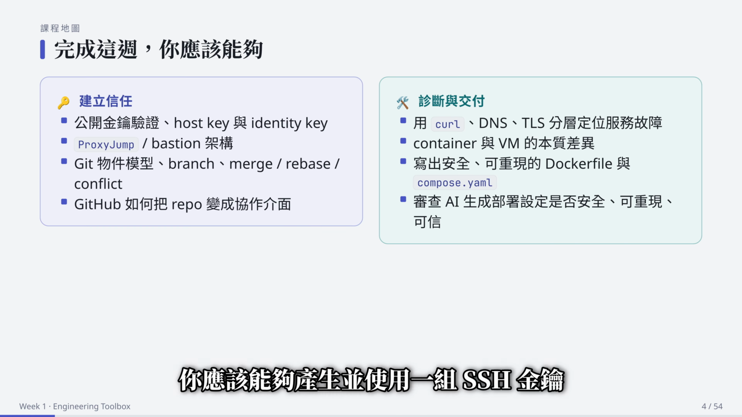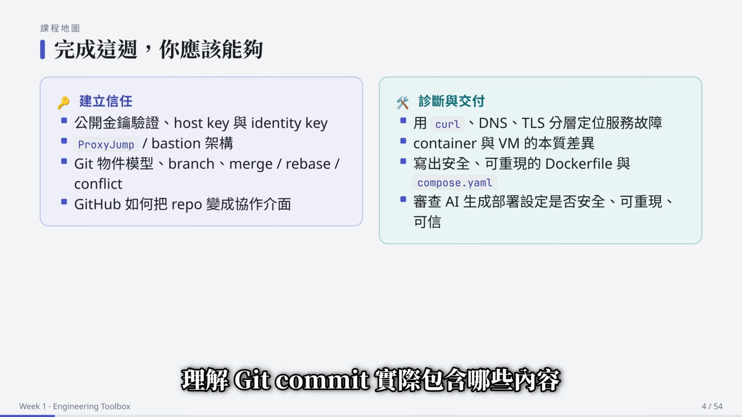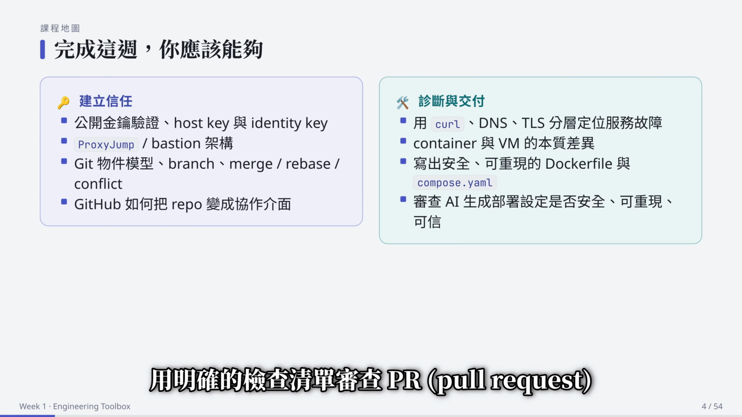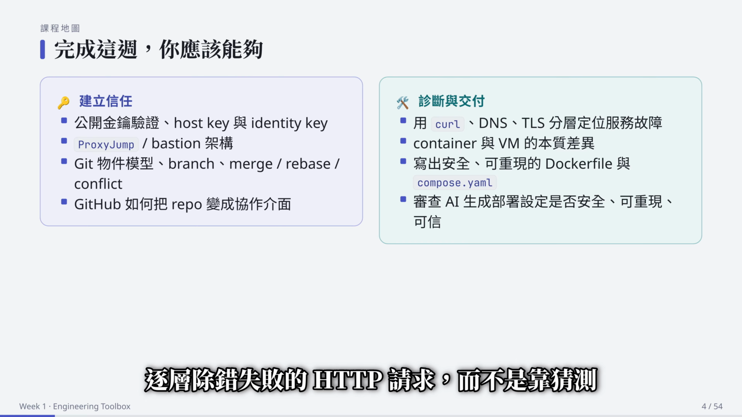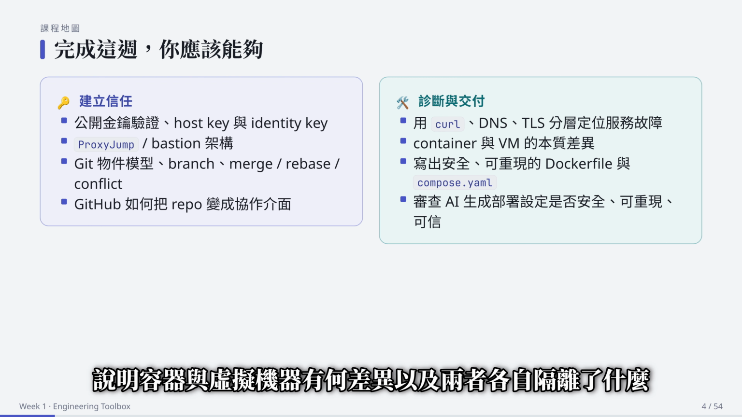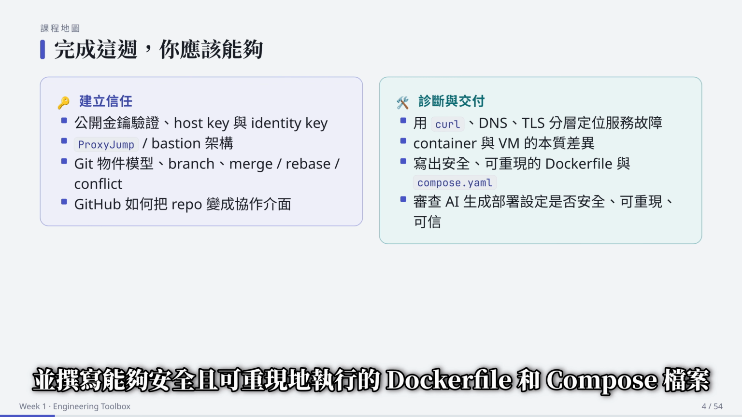By the end of this video, you should be able to generate and use an SSH key pair, understand what a Git commit actually contains instead of simply memorizing commands, review a pull request with a clear checklist in mind, debug a failed HTTP request layer by layer instead of guessing, explain how a container differs from a virtual machine and what each one isolates, and write a Dockerfile and a compose file that runs safely and reproducibly.